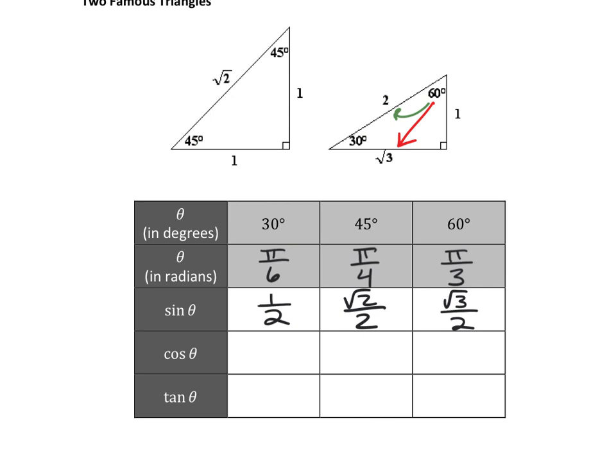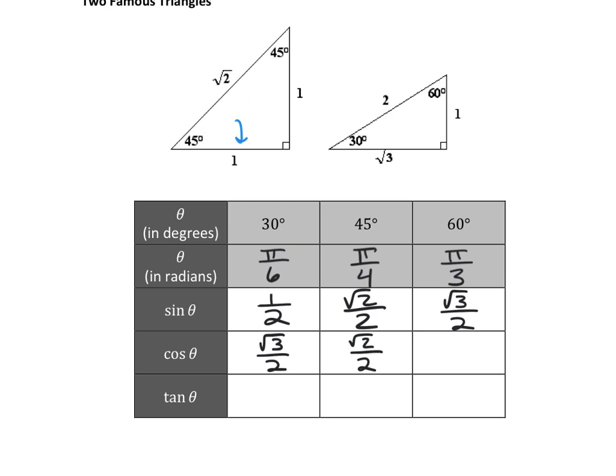Okay, so we filled out the sine row. We noticed the pattern that they're all divided by 2, and it kind of goes 1, 2, 3. Great. Let's do cosine. So when we do cosine of 30, cosine is adjacent over hypotenuse. So we want this number over this number. So cosine of 30 would be square root of 3 over 2. Check. Cosine of 45 would be adjacent over hypotenuse, which was 1 over square root of 2. But if we rationalize it, what will that be? Square root of 2 over 2.